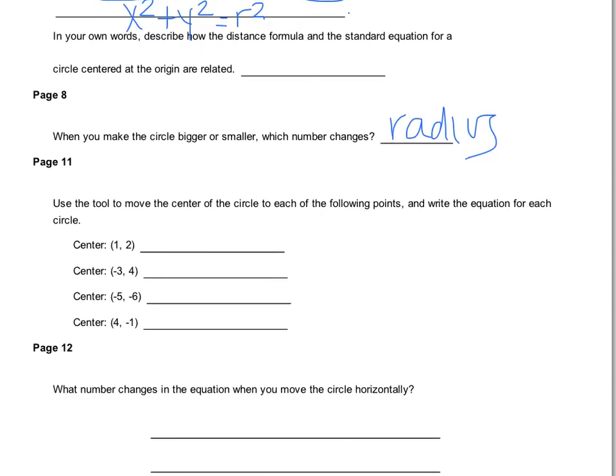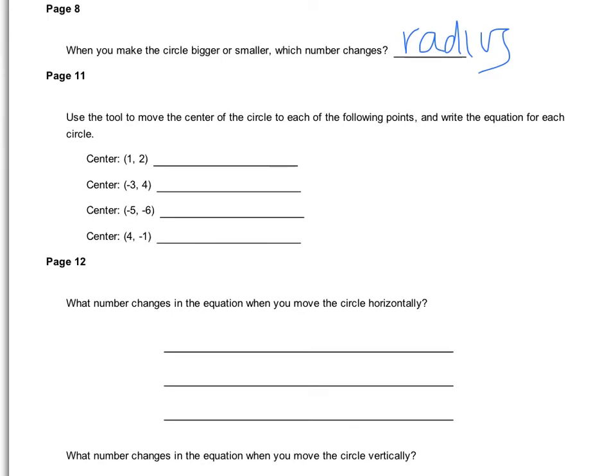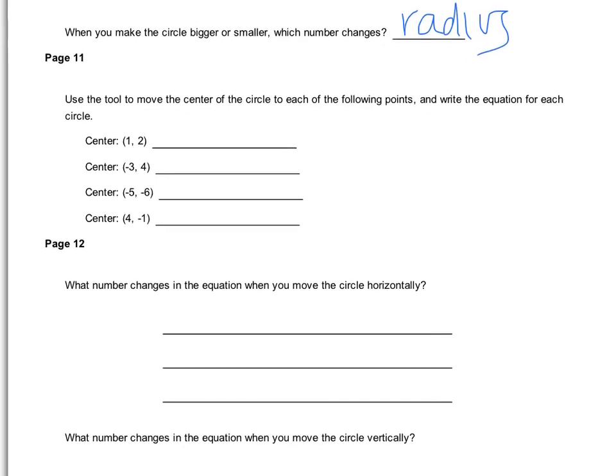So moving on, where it says page 11, it says use the tool to move the center of the circle to each of the following points and write each equation for the circle. So none of these have a center at 0, 0. They all have a center that's not there. So we need to first figure out what our formula for the equation is.